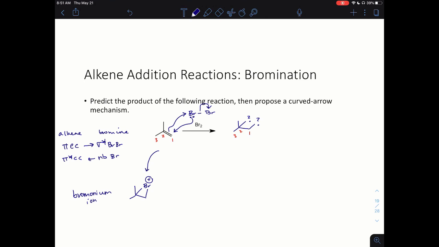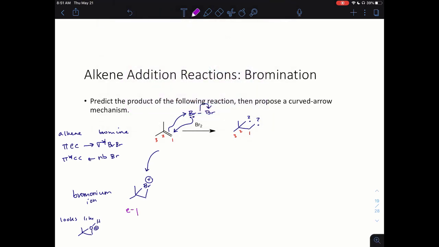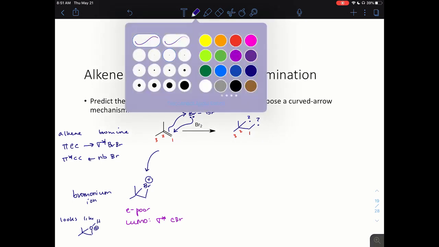This bromonium ion should look to you like a protonated epoxide. What? Yep, yes it should. You have a three-membered ring with a positive formal charge on some heteroatom. Now, this bromonium ion intermediate is, as you might expect, electron poor. And it will react through its LUMO, which is sigma star CBr.